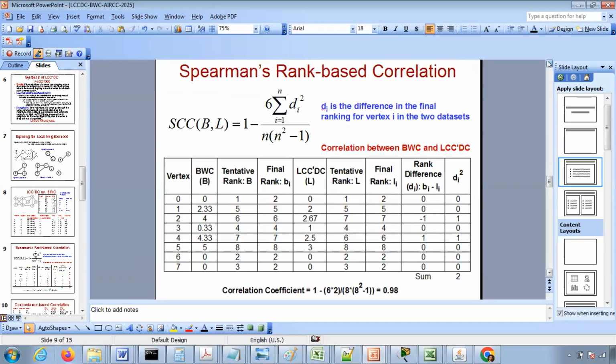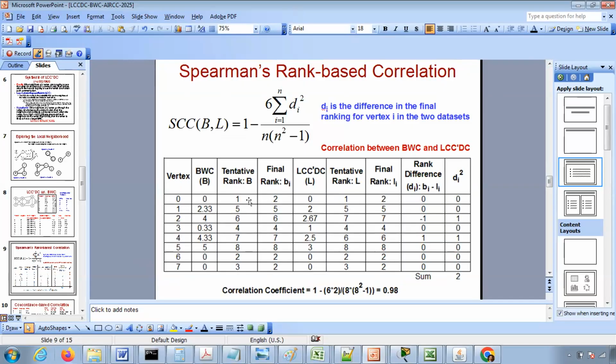I'm not sure how many of you know about this rank-based correlation. So basically, you rank, you determine orderings. Here, I want to order based on smaller to larger values for both the metrics. And accordingly, I come up with a tentative rank, which is basically just from the top to bottom.